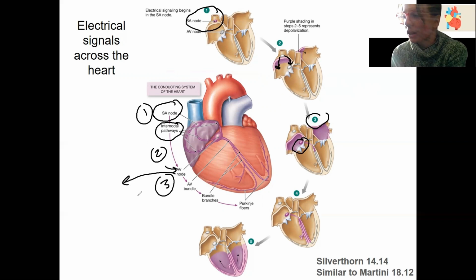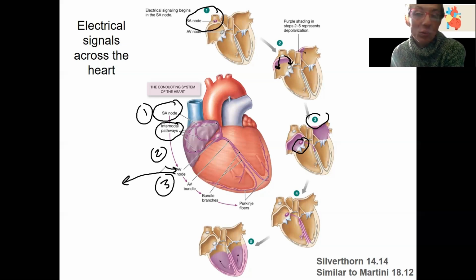So if the SA node is damaged, this node will kick in. It has a lower rate of firing. So this is one cause of bradycardia, which is a low heart rate. If you have bradycardia, it could be due to damage of the SA node. There's other things you'll see with that as well in the electrocardiogram. We'll come back to that.